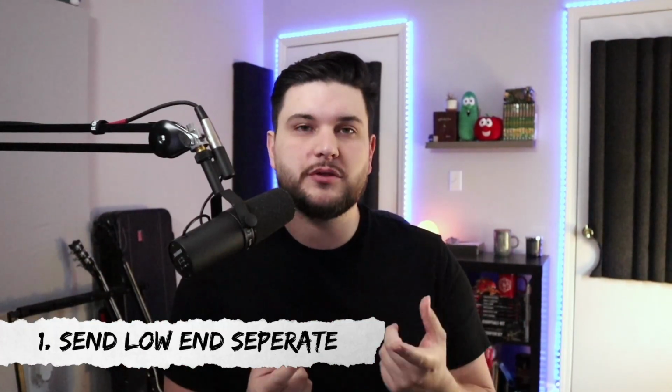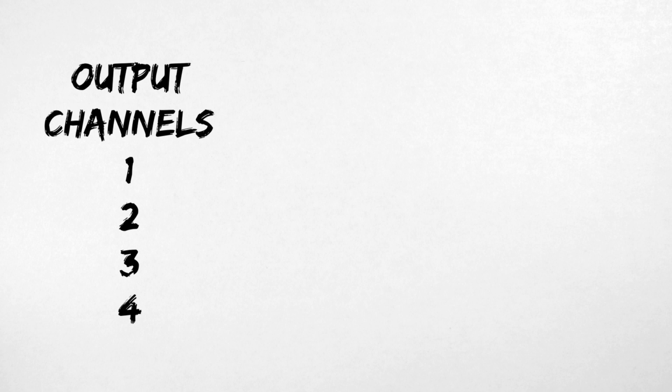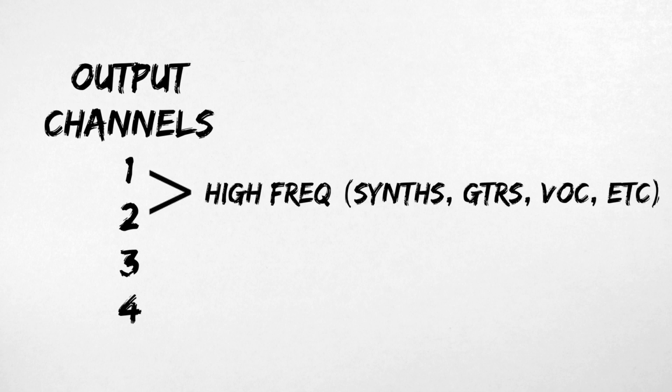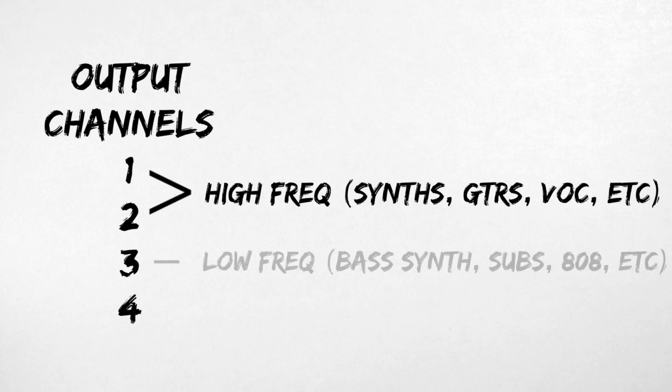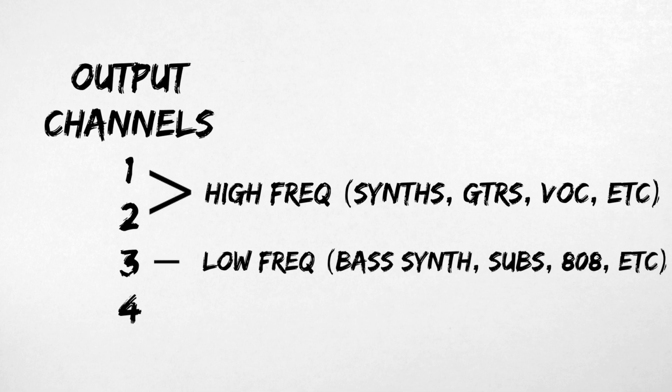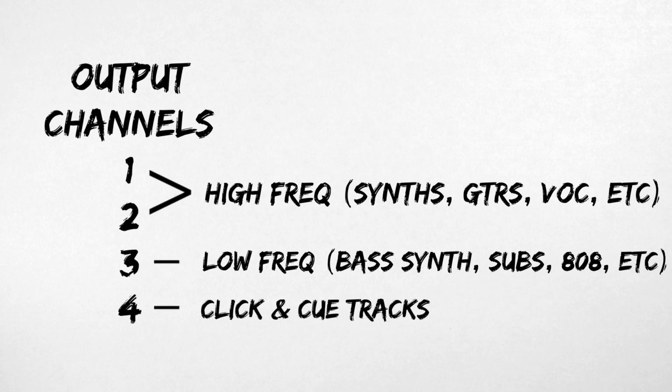So the first thing we're going to talk about is sending your low end separately from your high end. How we're going to go about doing this is you're going to need an interface with at least 4 outputs, and you're going to send your high end, that is everything that's not like basses or kicks, to channels 1 and 2. And then in channel 3, you're going to be able to send your low end information, mono. And then number 4 is going to be your mono channel to send your click and your guide for your drummer or into your ear pack for everybody to hear those things.